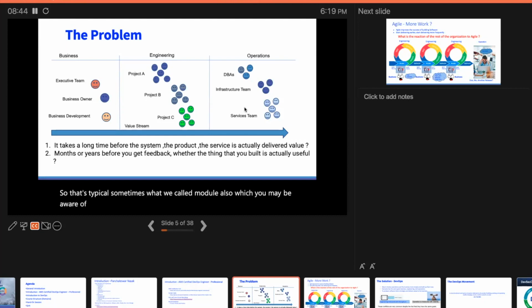But what is the problem with this approach? You see here, the two problems I have mentioned here are quite significant in terms of their importance. First of all, when we have this approach, it takes a long time before the system is actually in production. And when the business has got a problem, and when they actually get the solution and the product is in production, that's too much of a delay, right?